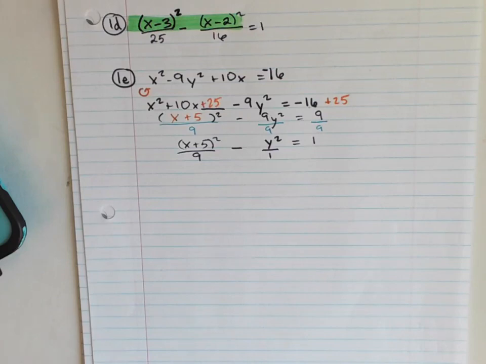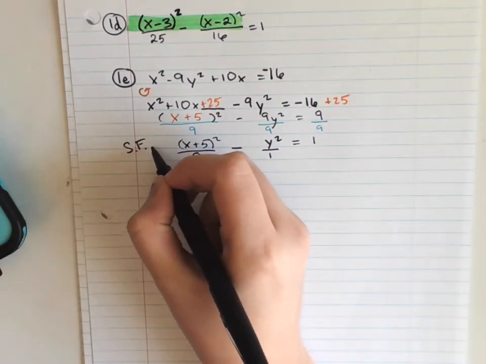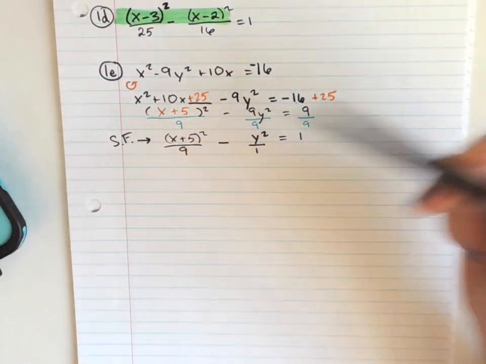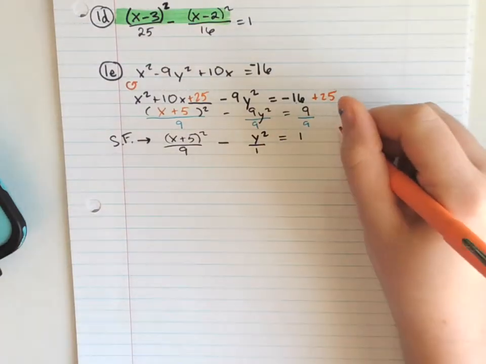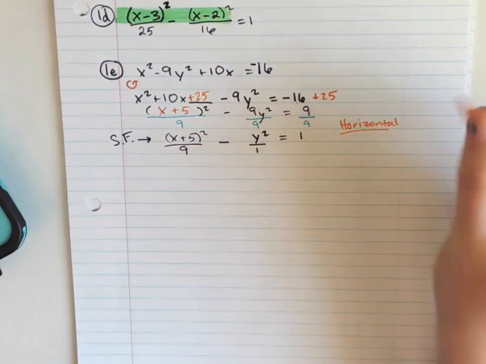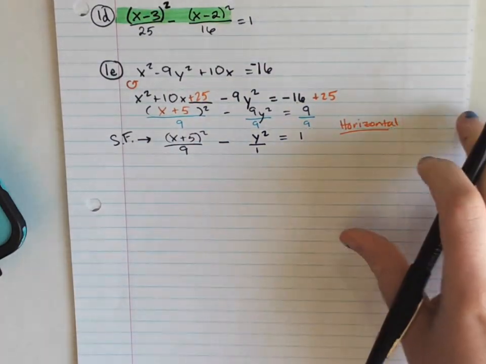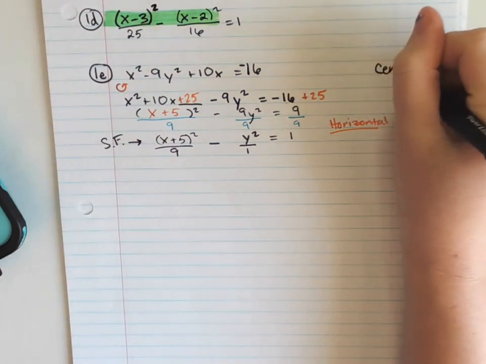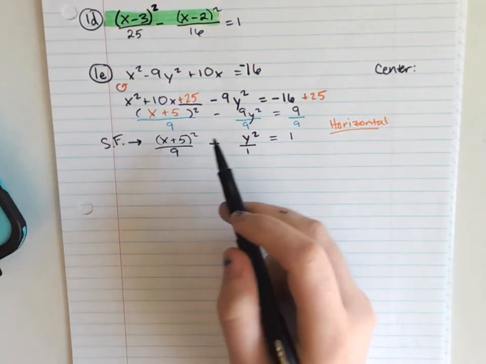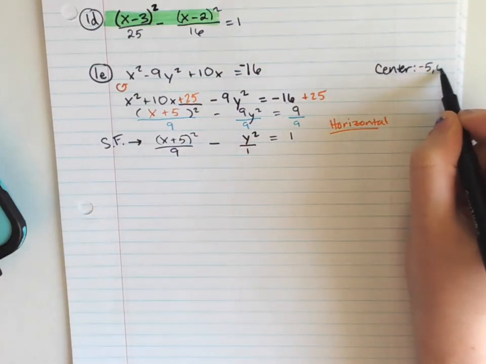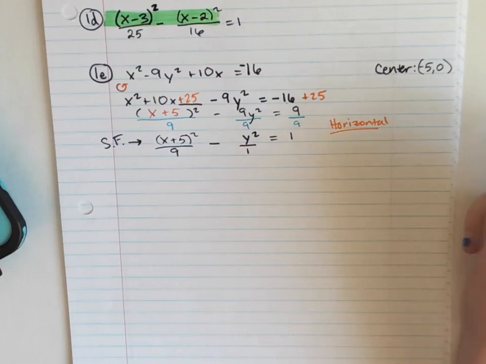Okay, let's determine what's going on with this standard form. I'm going to put SF for standard form. So since x is listed first, it's going to be a horizontal. I'm going to use this space up here for my information. My center, this is kind of like y minus 0, so this is going to be negative 5 comma 0 for my center, my h, k.